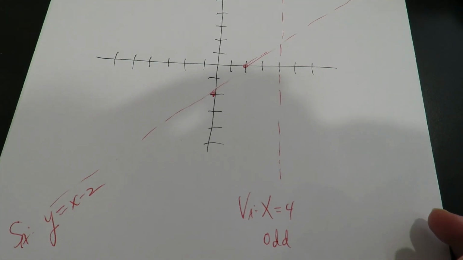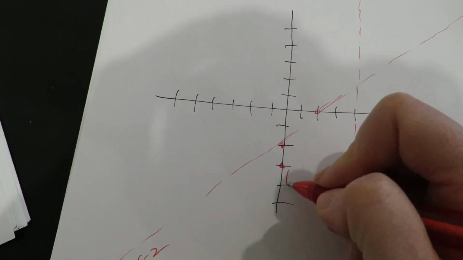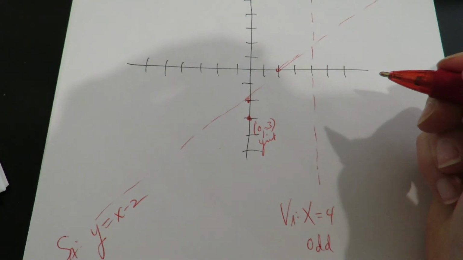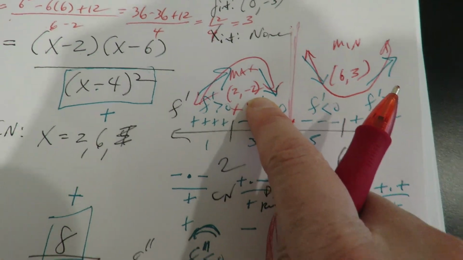Okay, let's now figure out what else we got. Y-intercept at -3. Okay, this is 0, -3. This is my y-intercept. What else we got? No x-intercepts. We got a max at 2, -2.